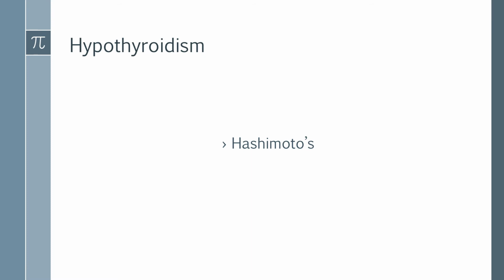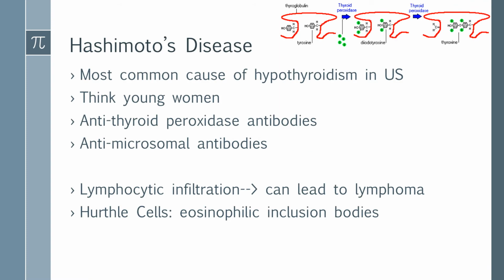Hypothyroidism. Essentially, for hypothyroidism, you need to know just one disease for a surgery shelf, and that is Hashimoto's. What is Hashimoto's? It is the most common cause of hypothyroidism in the United States. So it's a shelf question. You get a one-liner. This patient has symptoms that are similar for hypothyroidism, right? What are you going to think of? You think of Hashimoto's first.